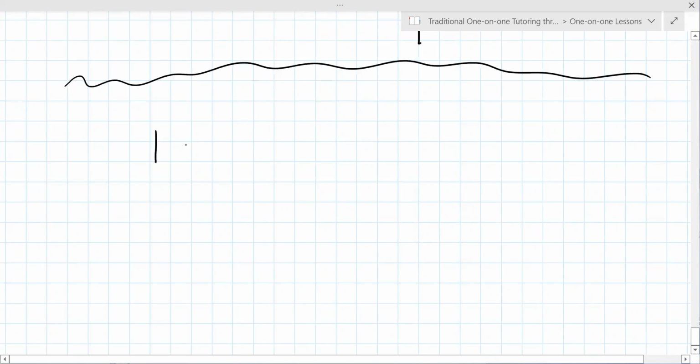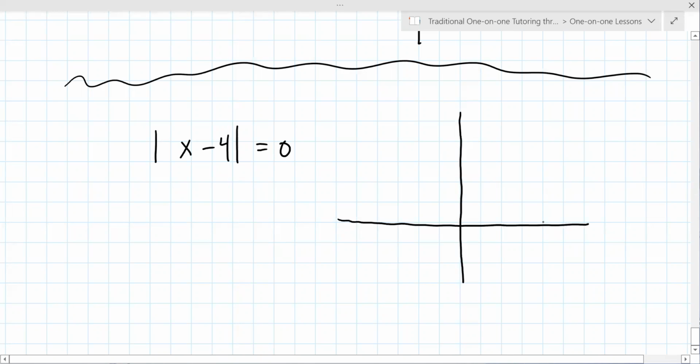Absolute value x minus 4 equals 0. Okay. Now let's look at a graph of this. So x minus 4 looks like this. Y equals 0 looks like this. How many times do they intersect? One. Once, right there.